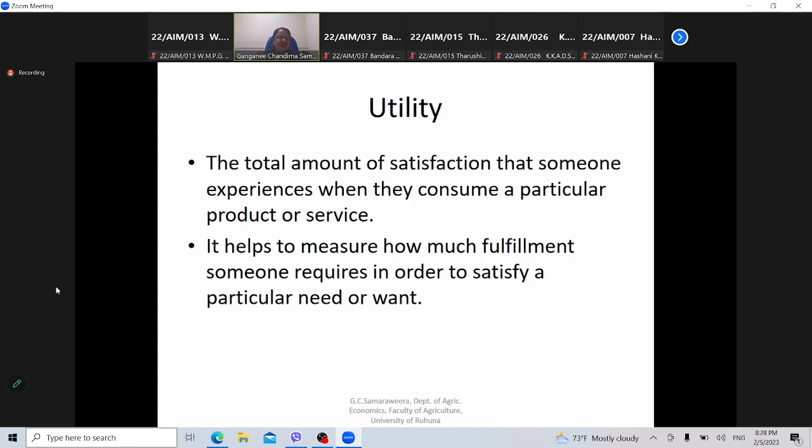Okay, so that's why utility helps to measure how much fulfillment someone requires in order to satisfy a particular need or want. Okay, when you are thirsty, your utility is very high when you are getting a glass of water. When you are in very hungry situation, your utility is very high when you are getting a piece of bread, piece of cake, or a packet of lunch. Okay, so I think you can understand the utility.